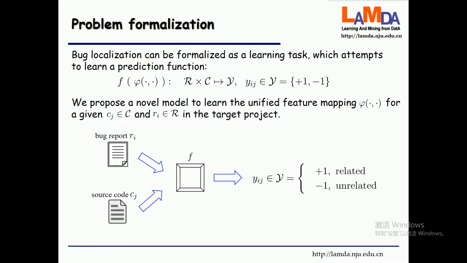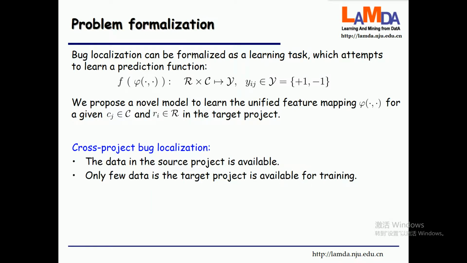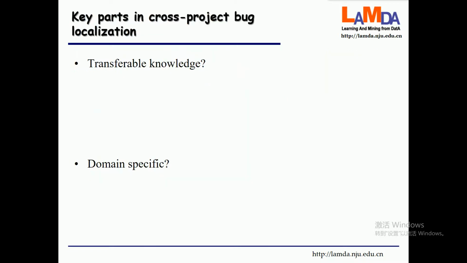First, bug localization can be formalized as a learning task, which attempts to learn a prediction function to predict the related label of pairs of bug reports and source code. In cross-project bug localization, the settings are similar. The data in the source project is available for training, but only a small amount of data in the target project is available. Therefore, the key part for cross-project bug localization is how to transfer knowledge from the source project and build a domain-specific model for the target domain.